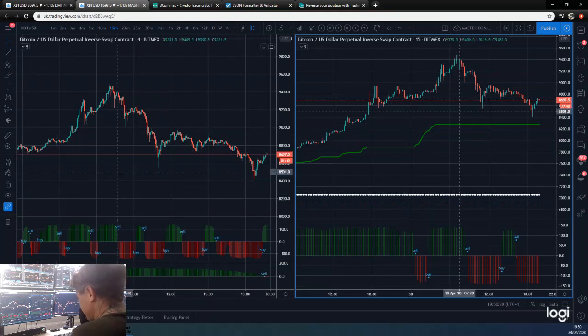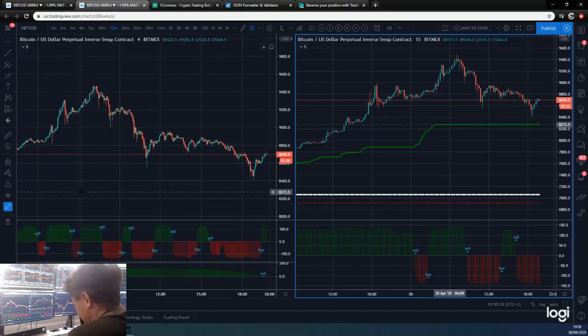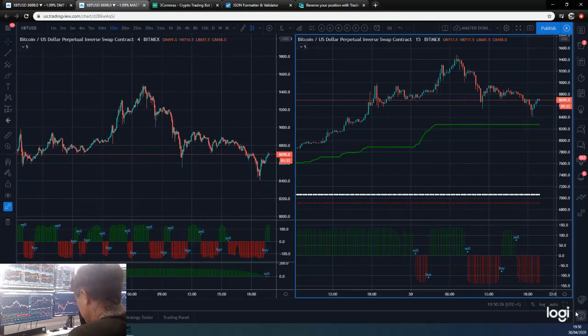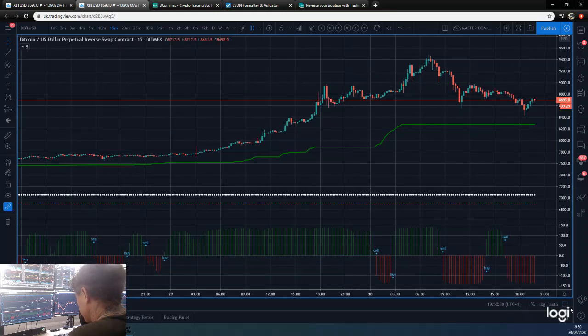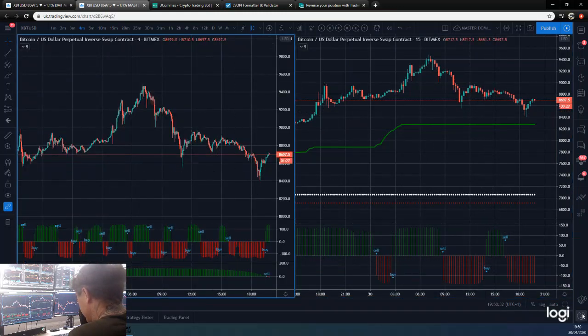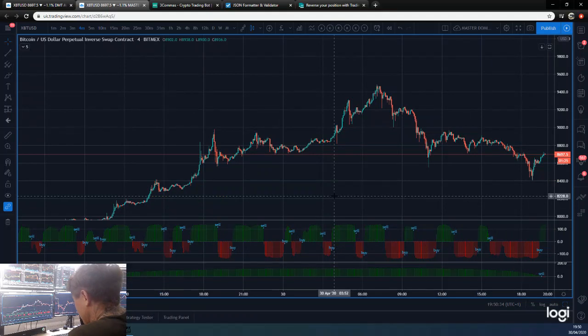Now here's our scalper trade. So how the scalper bot works, I'll just zoom this in so we can see a bit more of what's going on here. Whoops, I think I zoomed in on the wrong one. Here we go. Right, so let's see what we've got going on here.